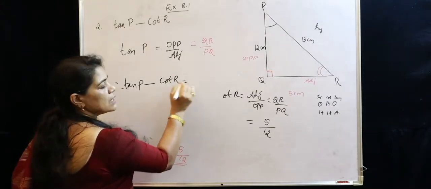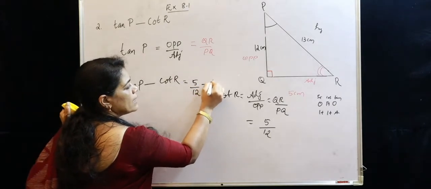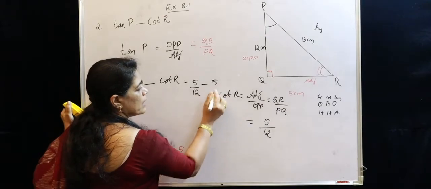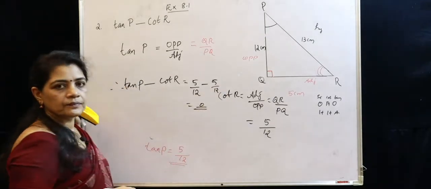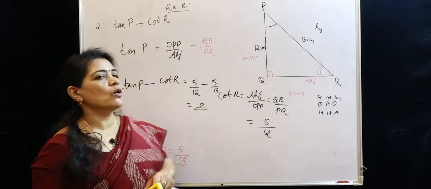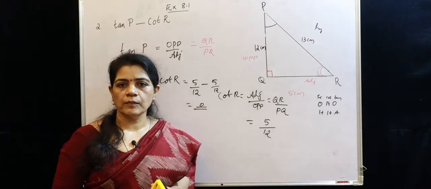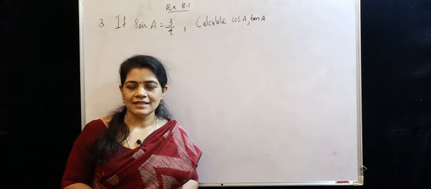So this is equal to tan P, that is 5 by 12, minus 5 by 12, since cot R is equal to 5 by 12, and that is equal to 0. That means tan P minus cot R is equal to 0. Quite simple problem.